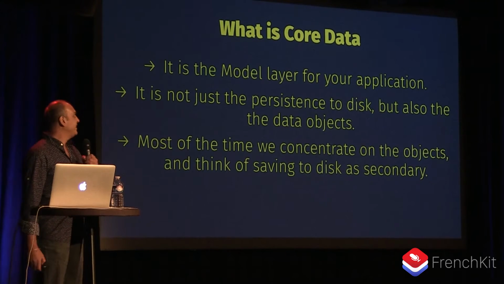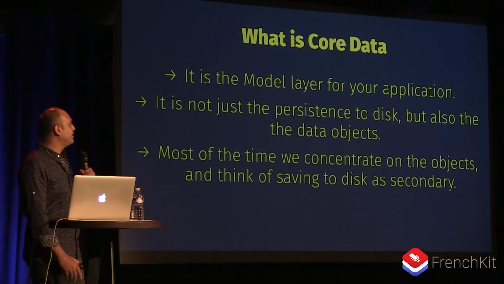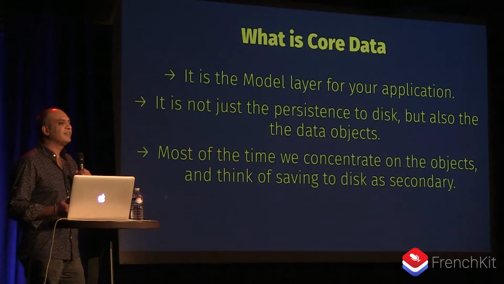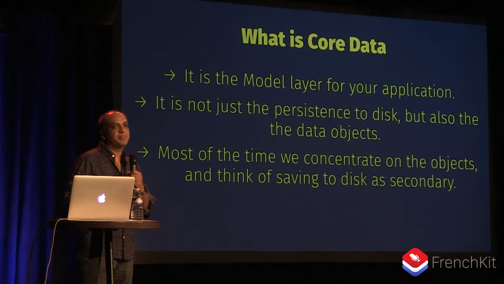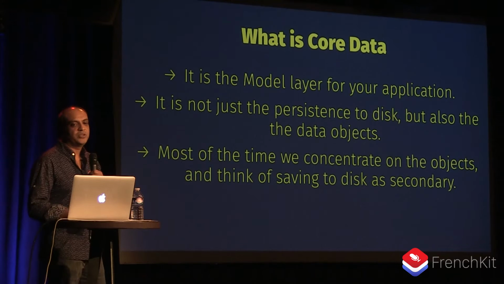So Core Data is basically used as a model layer for your application. It's not just the persistence to the disk, because that's what most people think of when they think of Core Data. It's a database, which it actually isn't. It's the objects that you use as your data objects in your model. It manages the memory life cycle. And we don't really think about saving the data to disk, because that's just something that happens, hopefully. It's more about the objects and how you work with them and how you use them in your UI and your application.